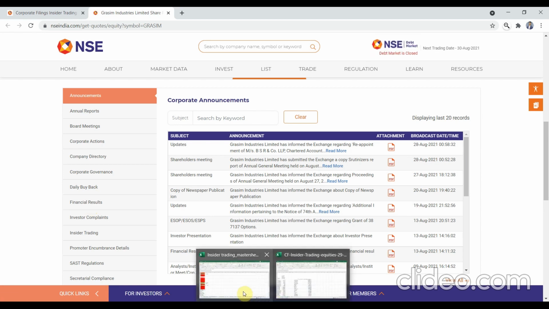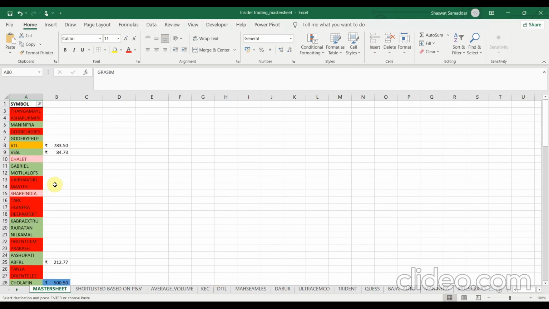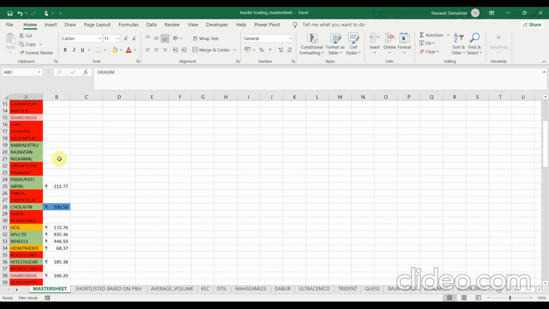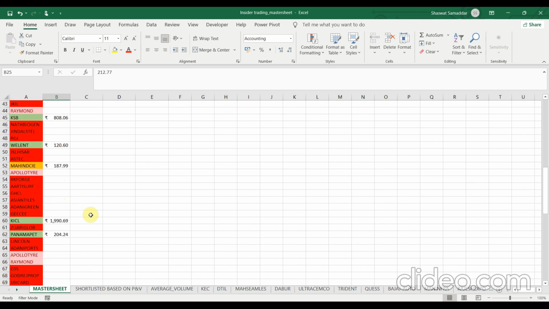Now, let me quickly describe the color coding I will be following. If the ticker passes all the four filters, then I'll mark that stock as green. If it passes all the three mandatory filters but fails to pass the optional filter, financial results, then I'll mark it as yellow. And if it fails to pass any one of the mandatory filters, I'll mark it as red. After a while, I'll explain what these numbers are.